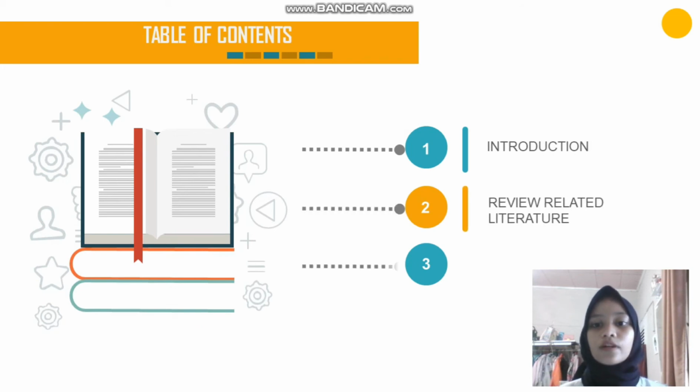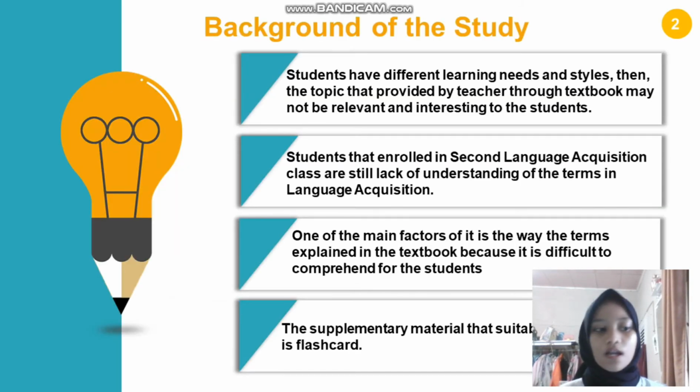In here, there are three parts that I will explain. The first is introduction, the second is review of related literature, and the third is research method. So we continue to the introduction, which is the background of the study. We know that material has an important role in the teaching and learning situation. It includes anything that can be used to facilitate the teaching and learning situation. And then to enhance student interest and also knowledge, we need supplementary material. Supplementary material is the additional material to the course.